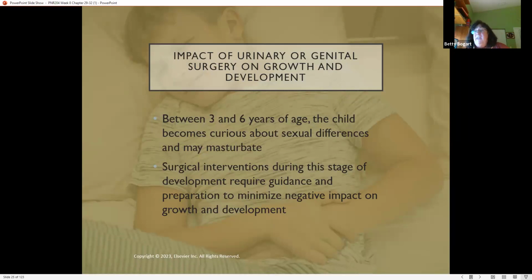Okay. If they need surgery down there or something, again, it needs to be treated the same sort of way, where you let them know that the penis isn't going anywhere. This is what we're going to do. And they don't need to feel self-conscious about their body parts.